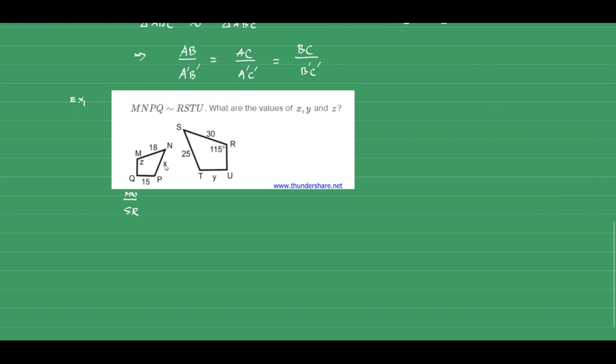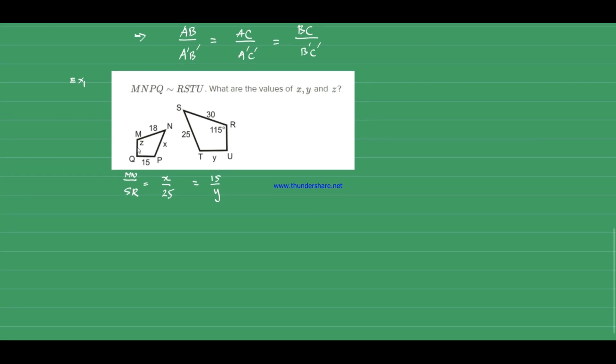So x over here over this one. I set up MN over 30, and over here I'm going to put x over 25, because x will be this side. That is one of the proportions we have, equal to 15 over y. There you go. Now we're going to go ahead and find x and y.